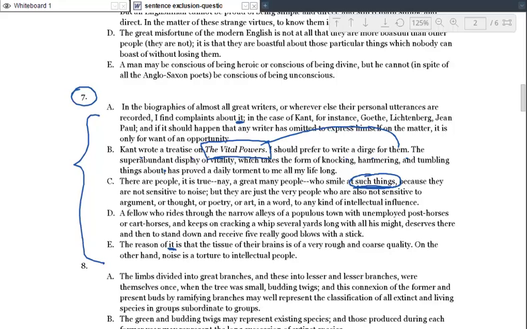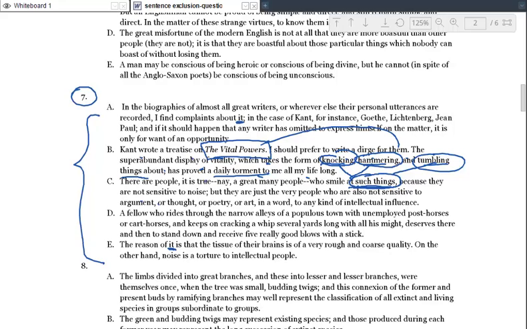The superabundant display of vitality, which takes the form of knocking, hammering, stumbling things about, has proved to be a daily torment all my life long. There are people who smile at such things. Such things refers to what? Knocking, hammering, tumbling, because they are not sensitive to noise. So knocking produces noise, hammering produces noise, tumbling produces noise, right? And it has been a torment to the writer all his life.